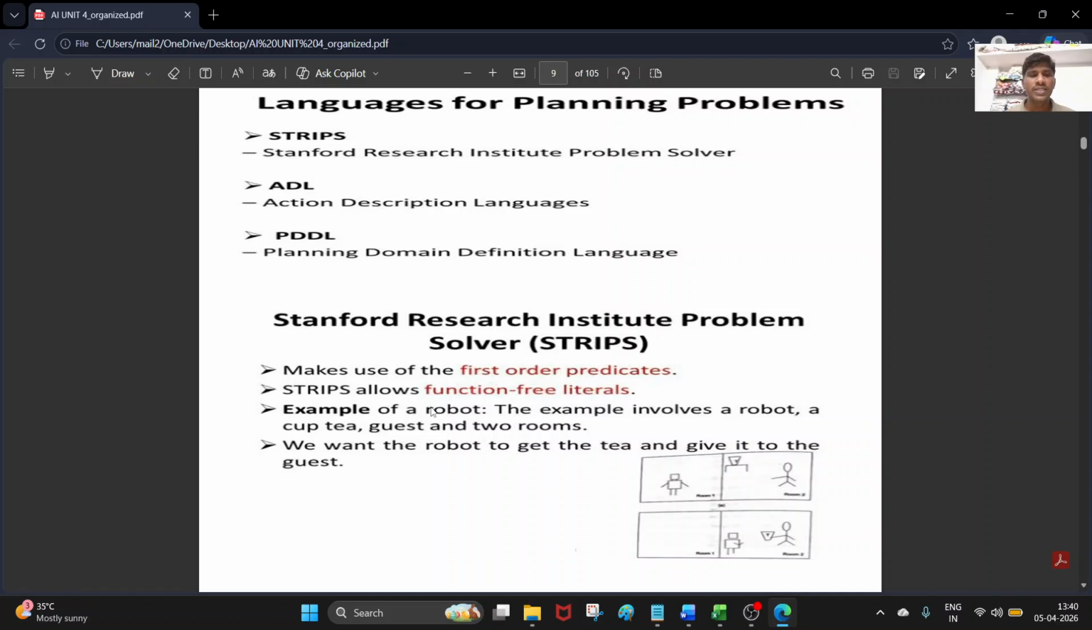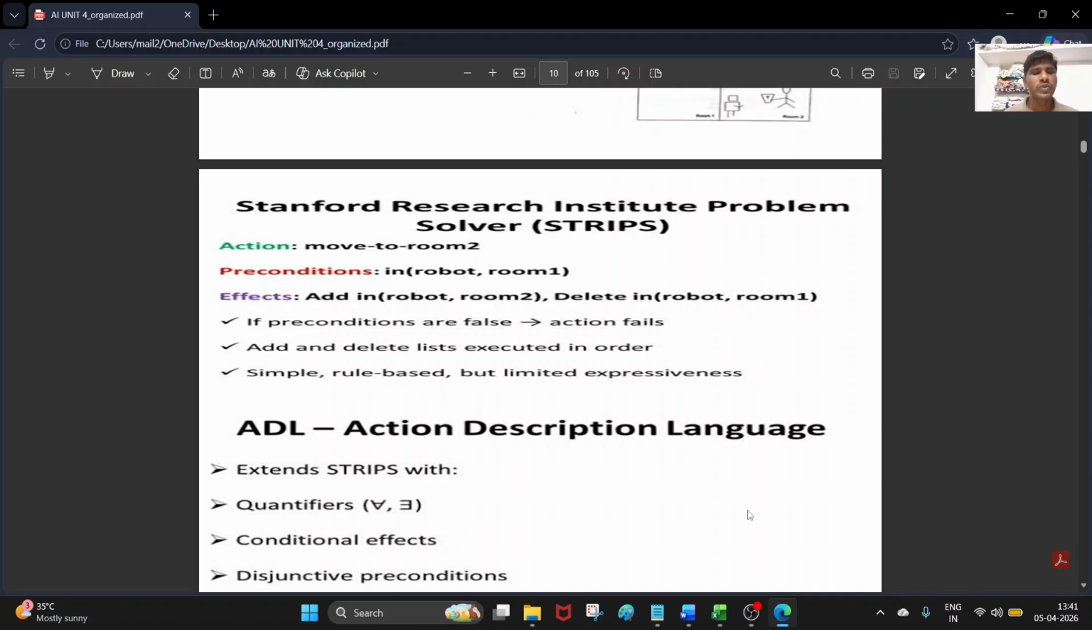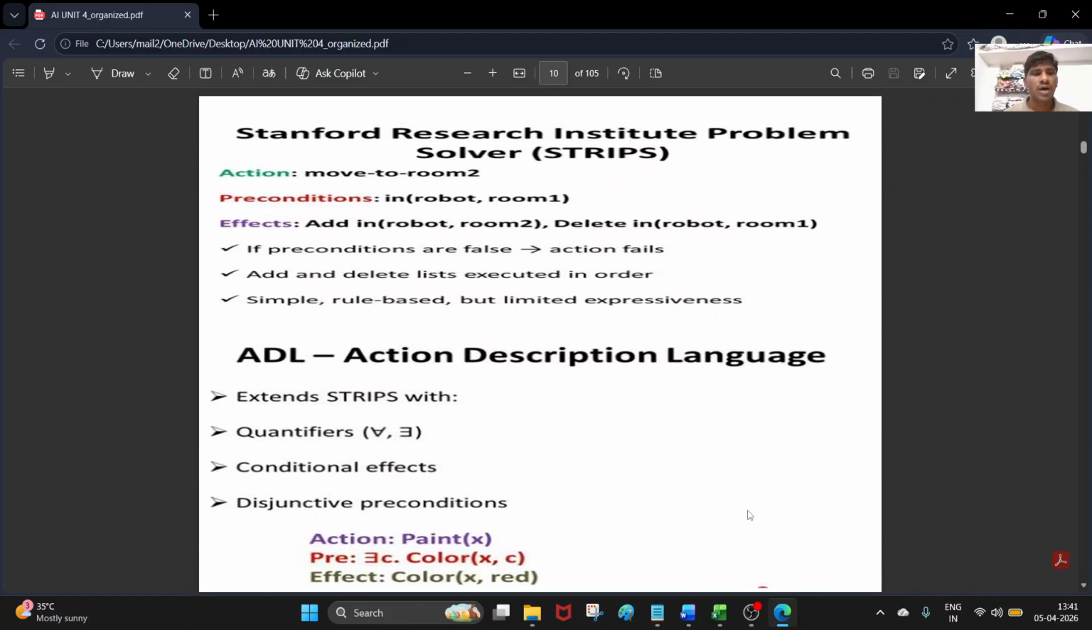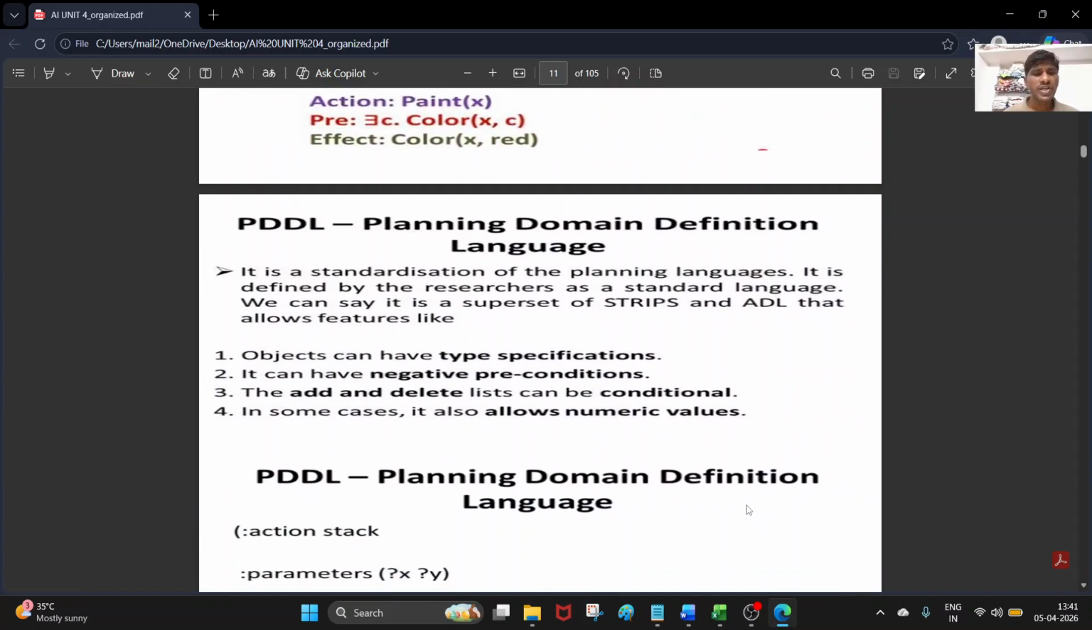For example, let us consider a robot. The example involves a robot, a cup of tea, a guest and two rooms. We want the robot to get the tea and give it to the guest. This is a teacup. This teacup must be taken by the robot and handed to the user. From this room, it has to reach the other room and the tea has to be given to the guest. So it is a kind of problem. It can be represented using first order logic and functions. Mainly we will be seeing PDDL only in this unit.